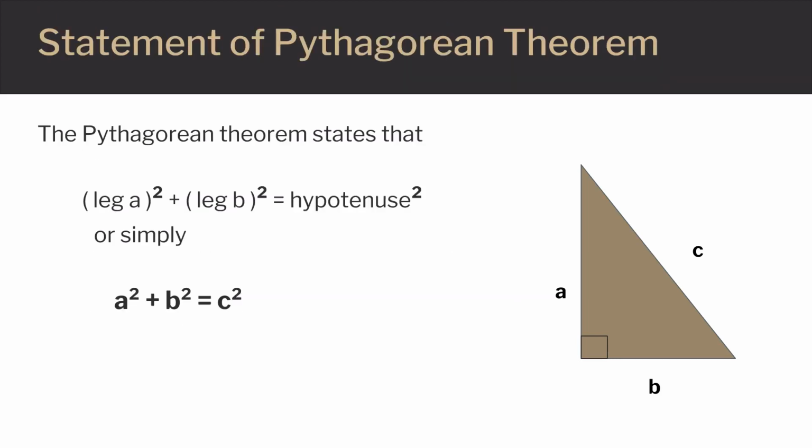The Pythagorean theorem states that the sum of the squares of the legs is equal to the hypotenuse squared, or simply a squared plus b squared equals c squared.